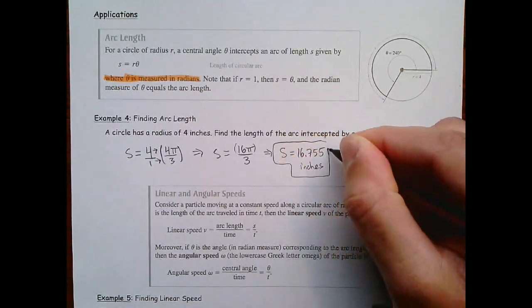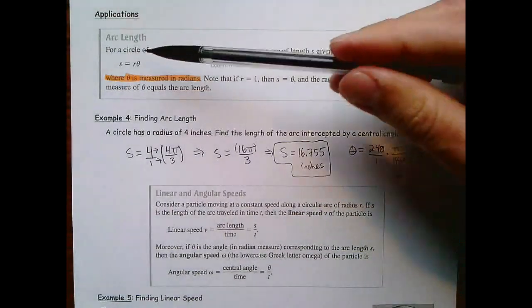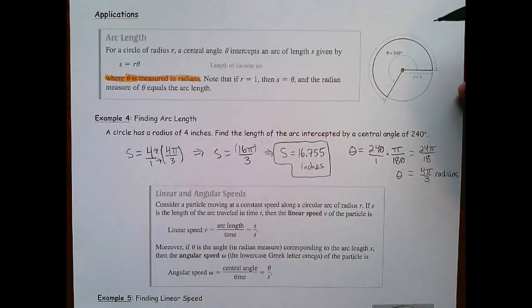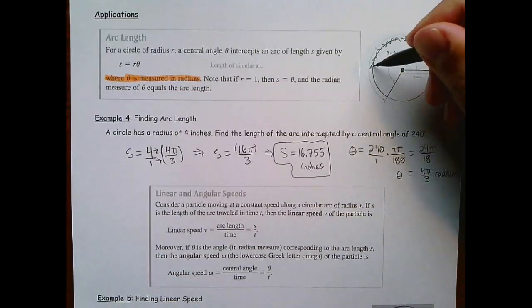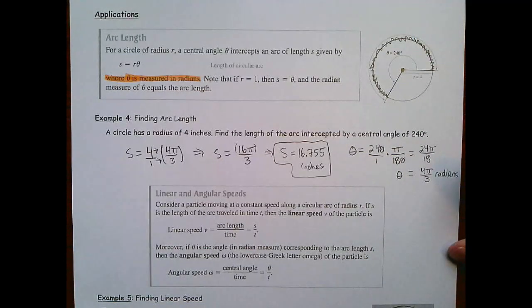So if I want to do arc length, all I need to know is the radius and the measure of theta in radians, and then multiply the two, and that can give me the arc length. So in this case, the arc length is the length of this part of the circumference that's on the outside of the circle as we draw the central angle of 240 degrees.